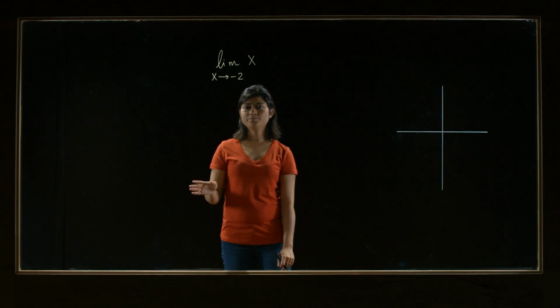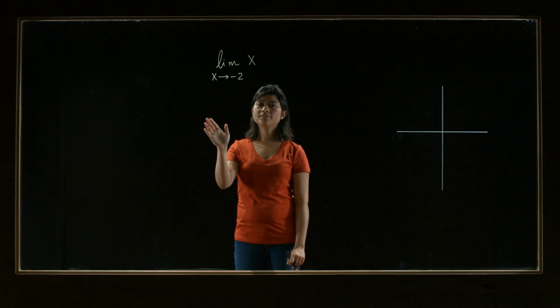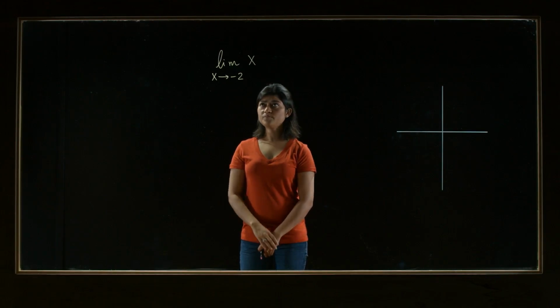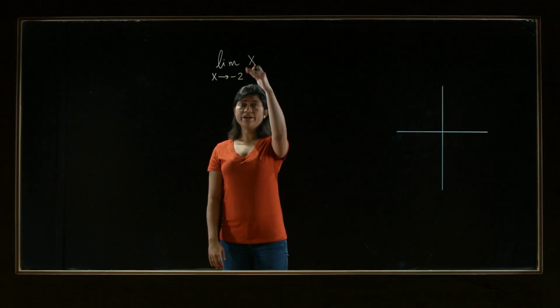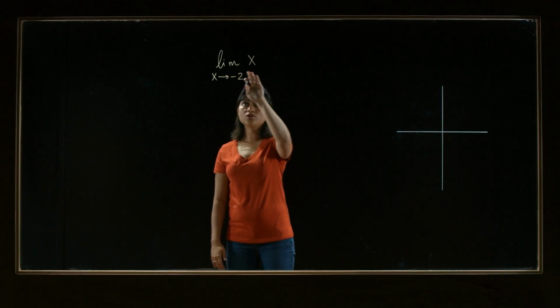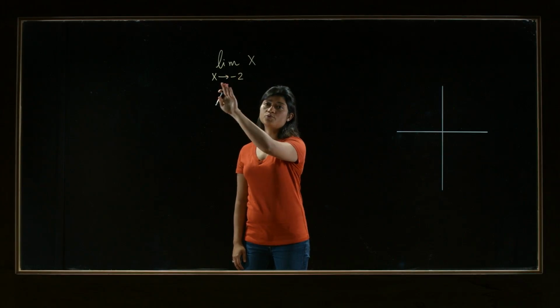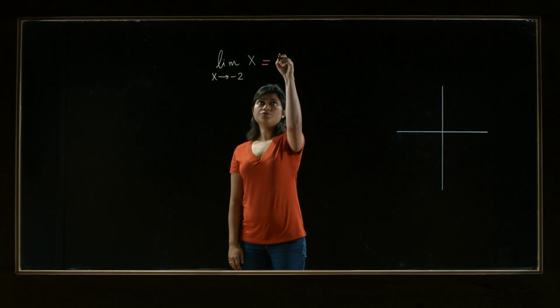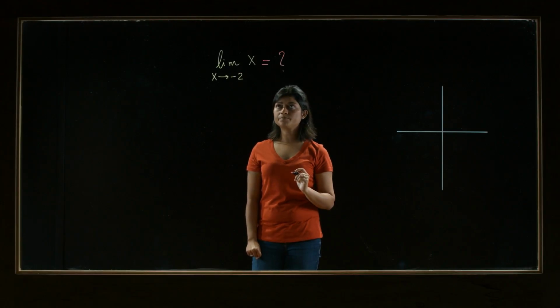In this problem, we are going to evaluate the limit of a function. And the function is given right here. The function is x. And we have to figure out what is the limit of x as x is approaching -2. So that's our question.